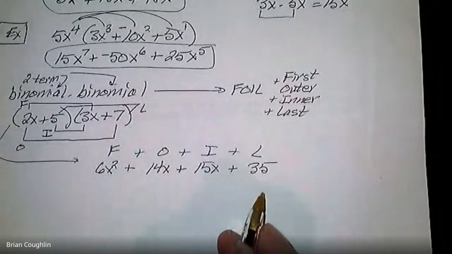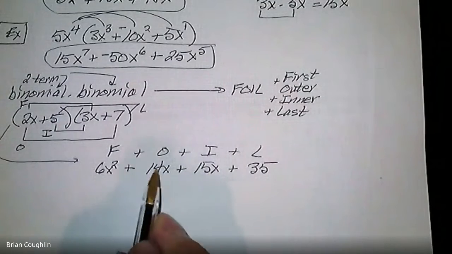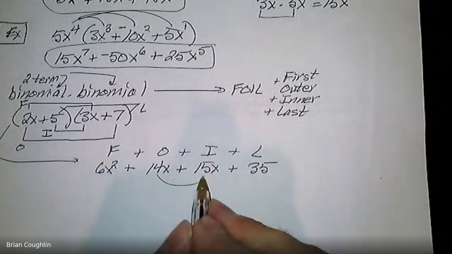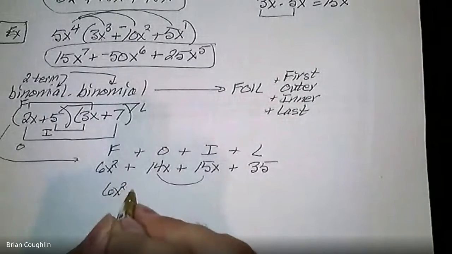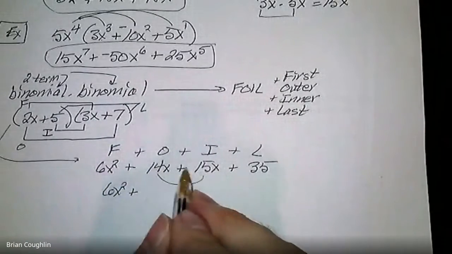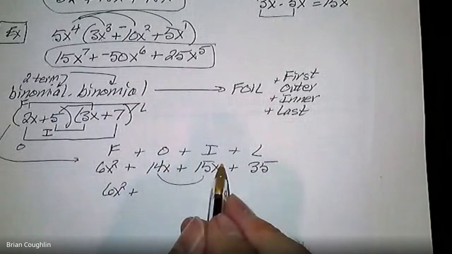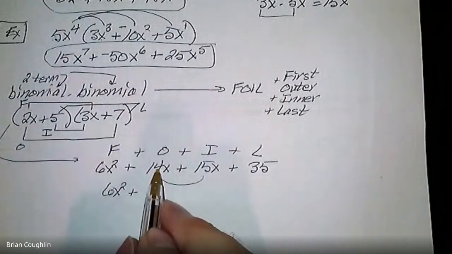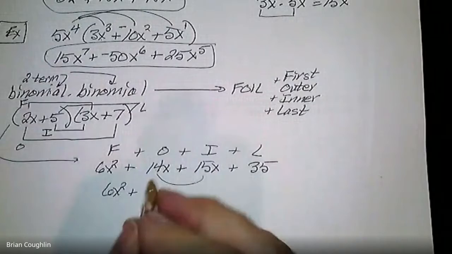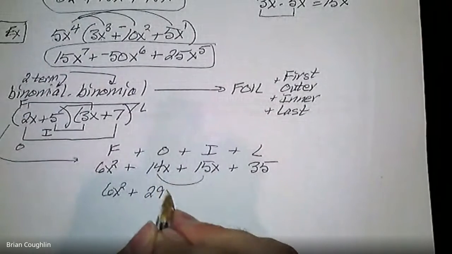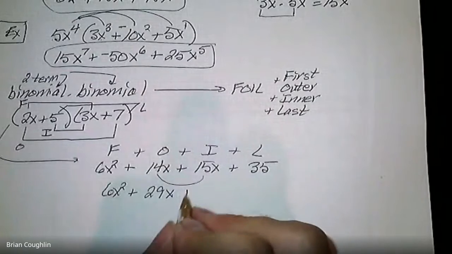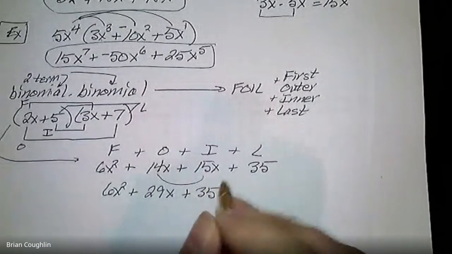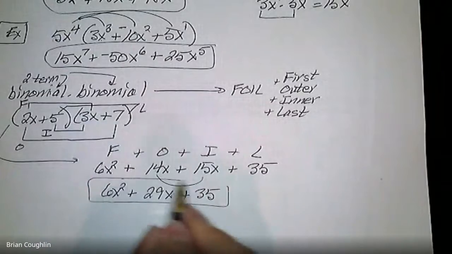Now we're almost done, but you notice these two middle terms are actually what we call like terms. You can combine these. 6x squared, you can't do much with it. Plus 14x plus 15x. Now don't add the powers. That's when you're multiplying. 14x plus 15x just makes more. It's 29x. Okay, that's from our addition and subtraction unit. And then plus 35, because there's nothing else to combine with that. And that is your final answer.